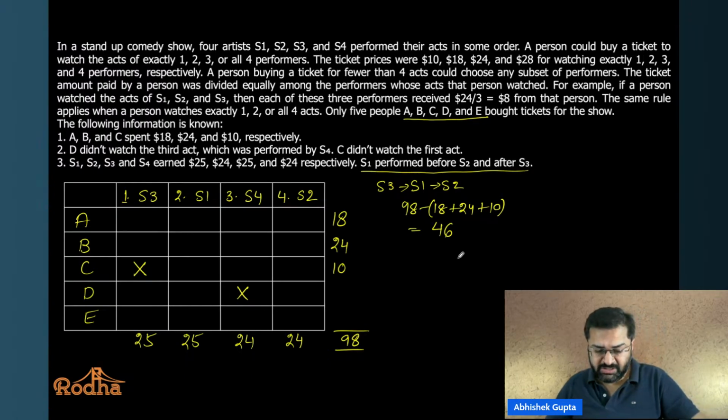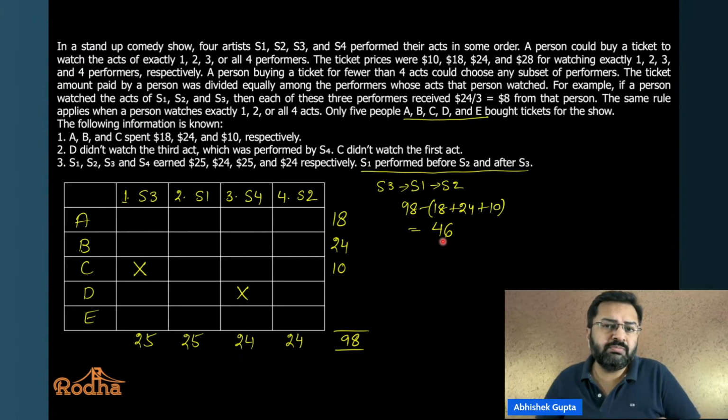Right. So what is this 46 then? 46 is the sum of this one and this one, these two cells. Now, if this is the sum here, you would feel like, I mean, it can be any numbers, but this cannot be any numbers.